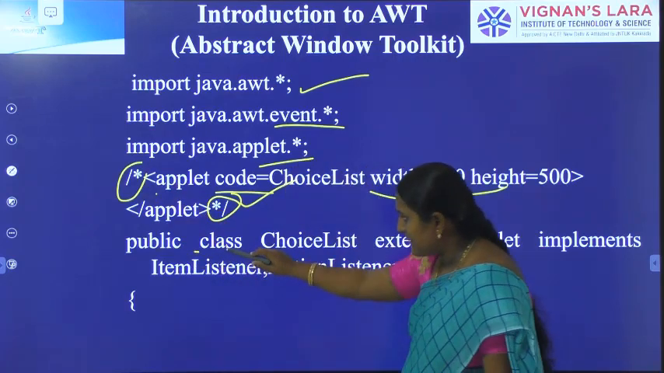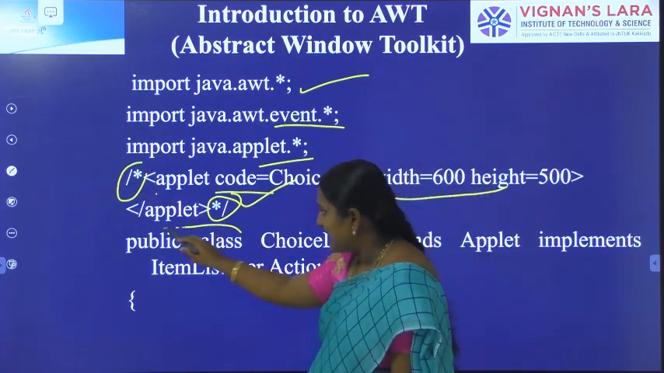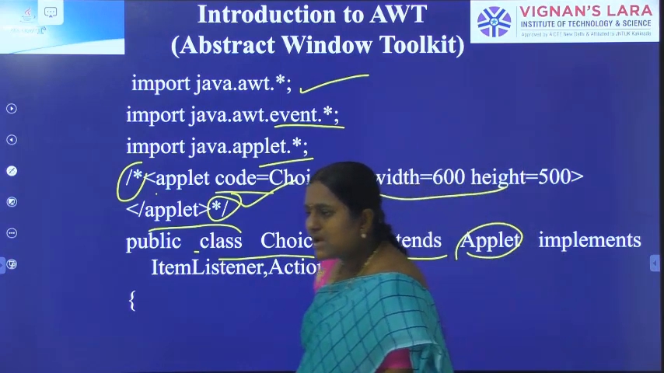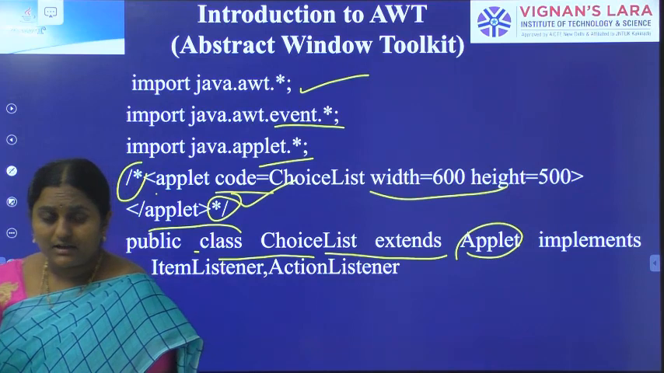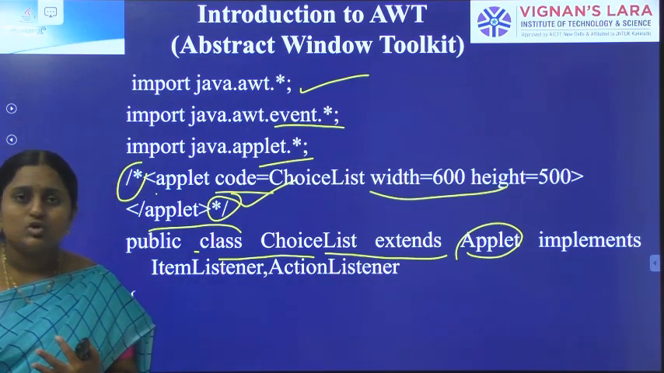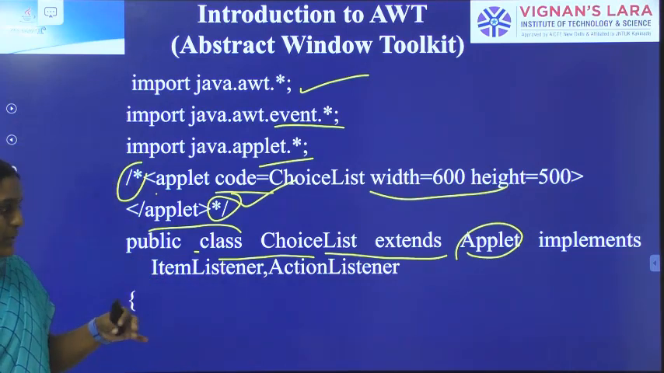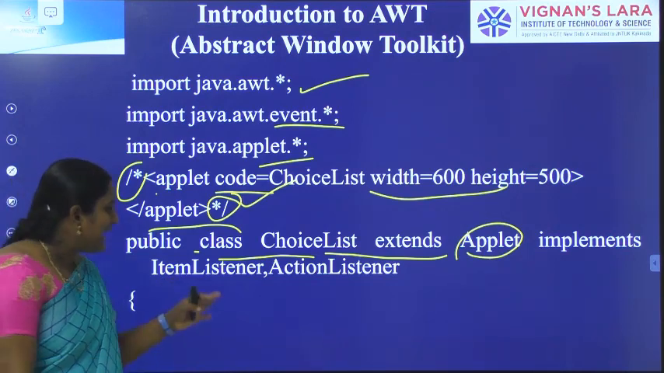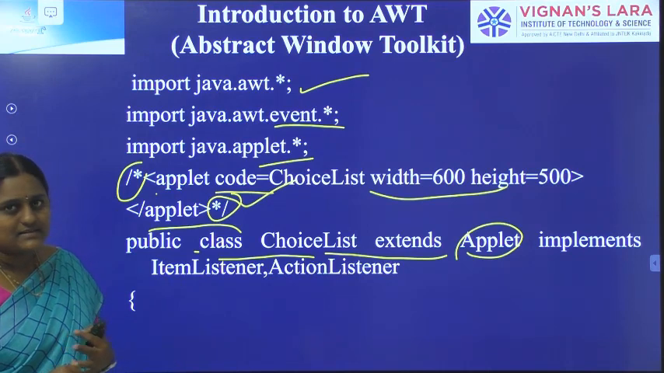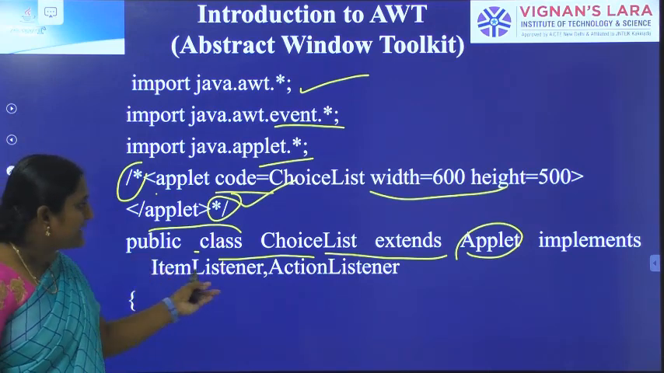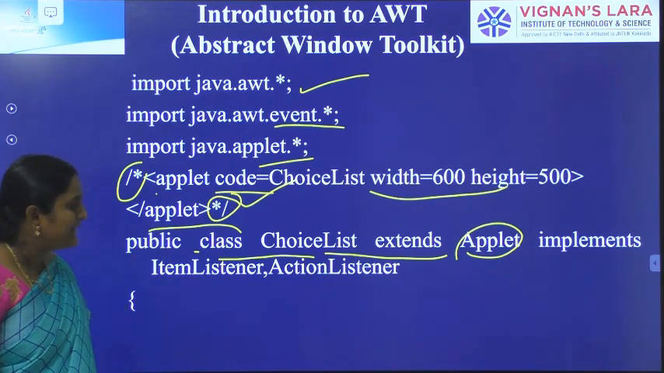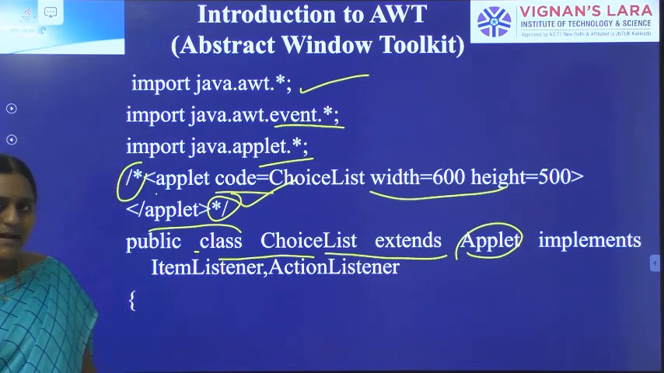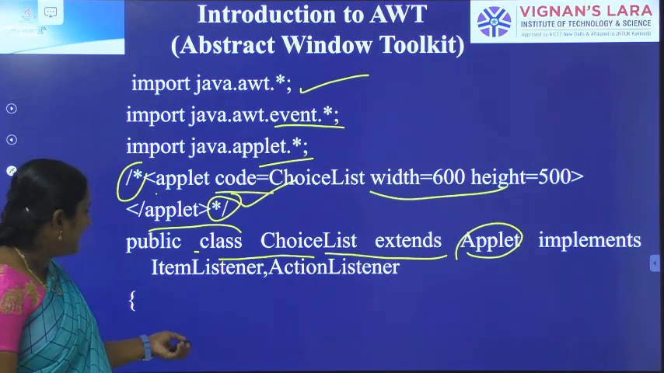Next, public class. Our class has the public access specifier. Class ChoiceList extends Applet, so our class is a subclass of the Applet class. Whatever default behaviors are available in the Applet class are applicable in our program. And it implements the ItemListener and ActionListener interfaces. Whenever we implement those interfaces in our program, it is mandatory to provide the body, that is, the implementation.